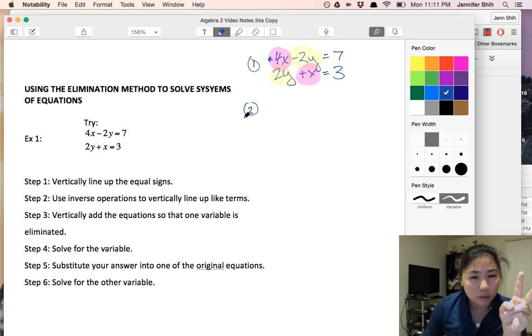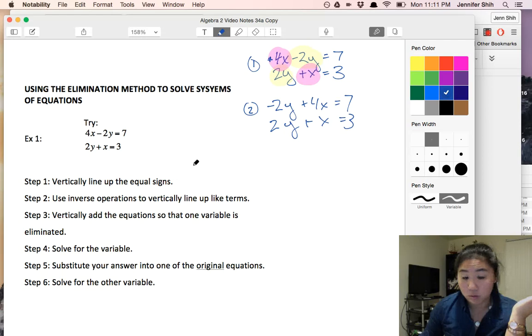Okay, so I'm going to rewrite the first. I'm on step 2. I'm going to rewrite the first line. Negative 2y plus 4x is equal to 7. And then I'm just going to copy it down. 2y plus x is equal to 3. Okay, good. Step 2 done.